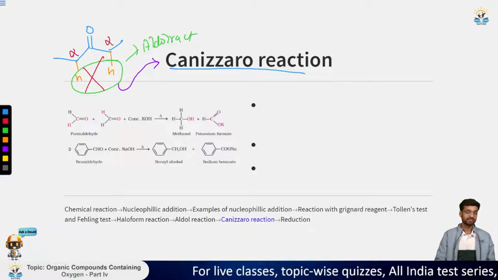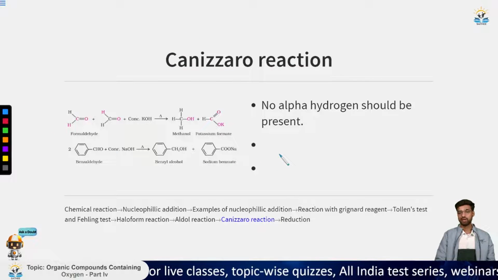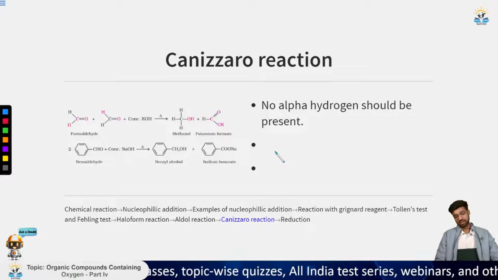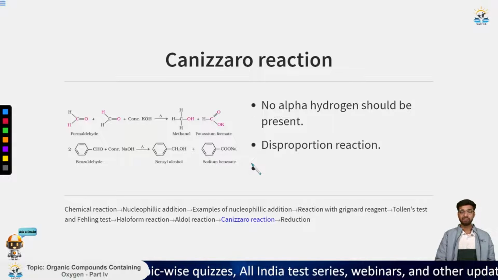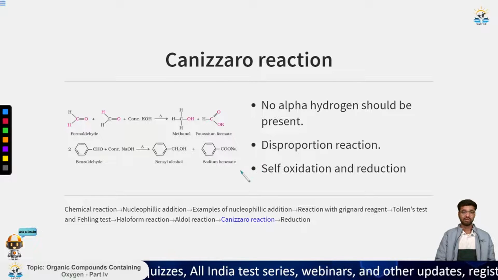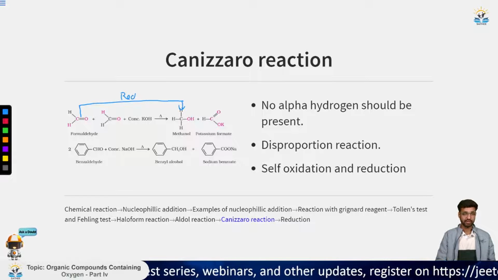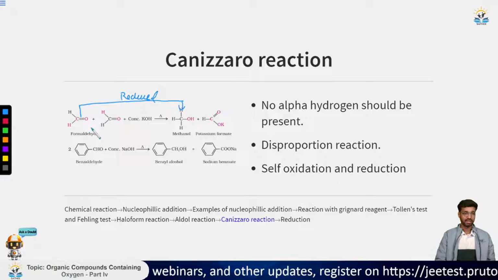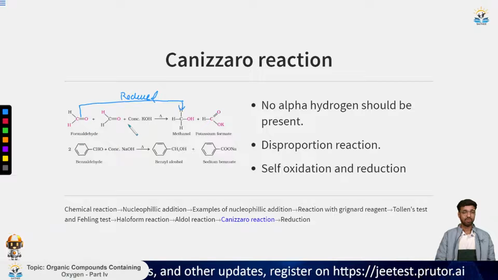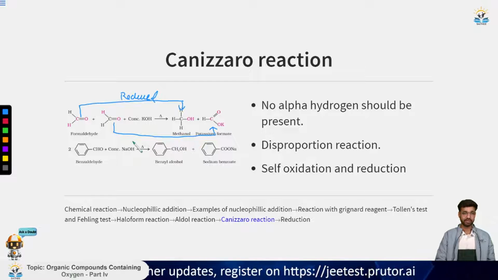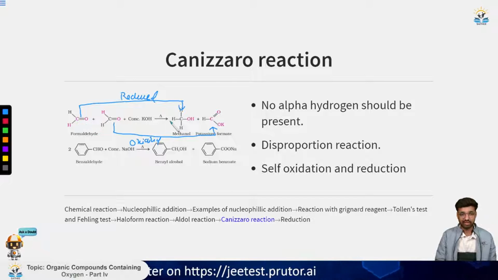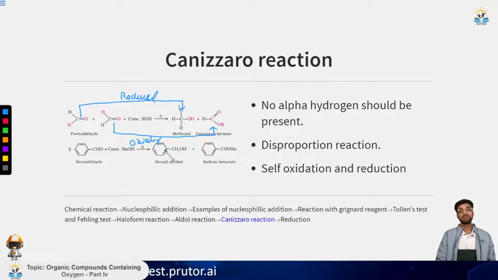Now what is the Cannizzaro reaction? It is a kind of reaction that happens in the absence of this alpha hydrogen, first point. Second point, it is a disproportionation reaction. Why? Because the same thing, that is formaldehyde, is getting reduced, and the same formaldehyde, or another mole, the next mole, is getting oxidized. If you don't know how it is getting reduced, the simple thing is that we are adding hydrogen to this carbon, so it is getting reduced, and we are adding one more oxygen to this carbon, so it is getting oxidized. It is as simple as that.